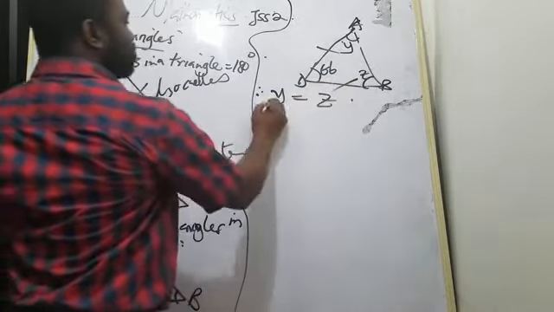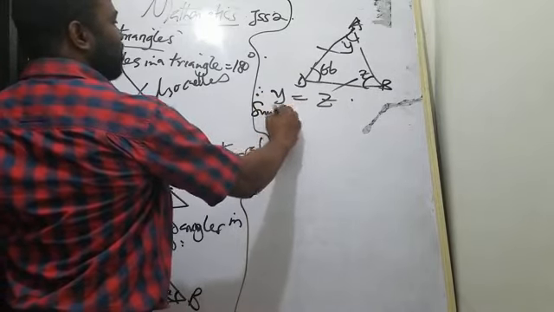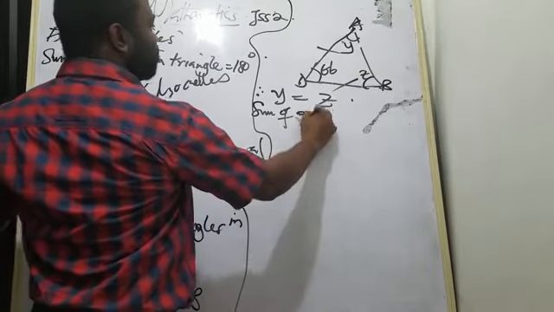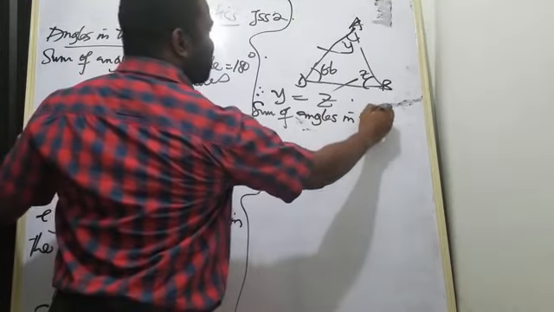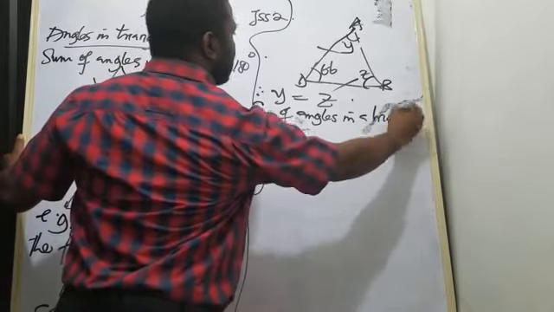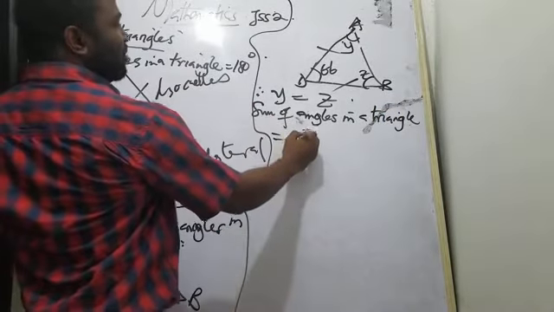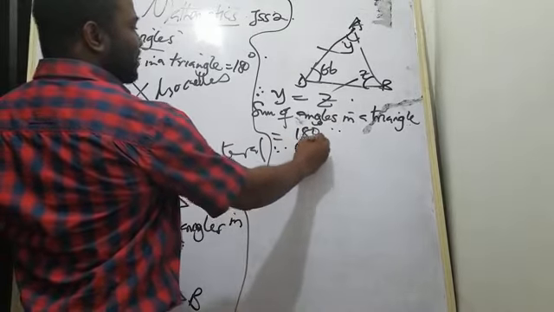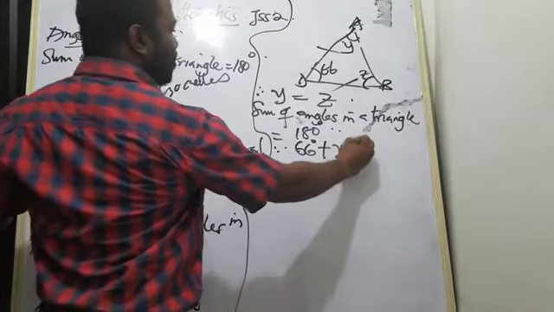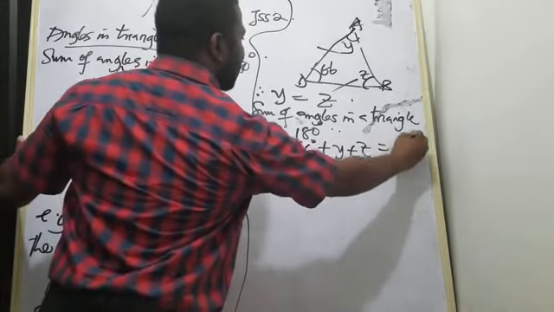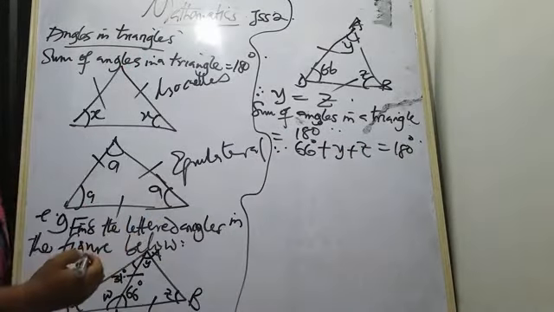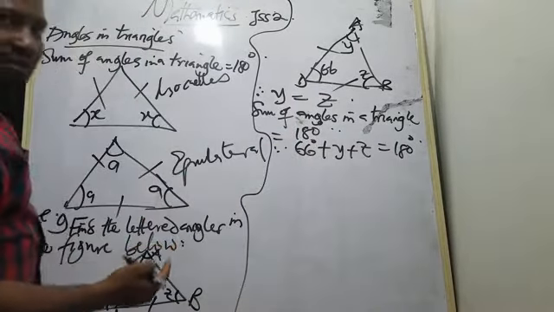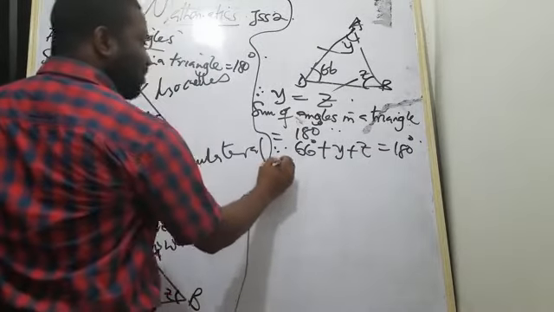But we know that the sum of angles in a triangle is equal to what? 180 degrees. So therefore, 66 degrees plus y plus z must give you what? 180 degrees. Alright? Now you know that y is equal to z. Yes or no? Very good. Now it means you have what?